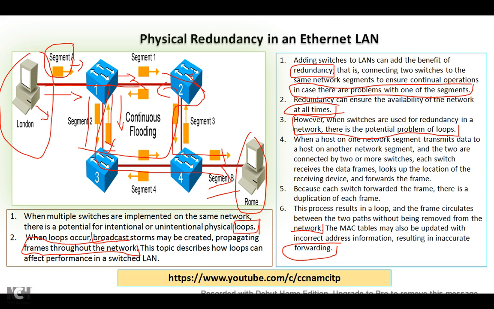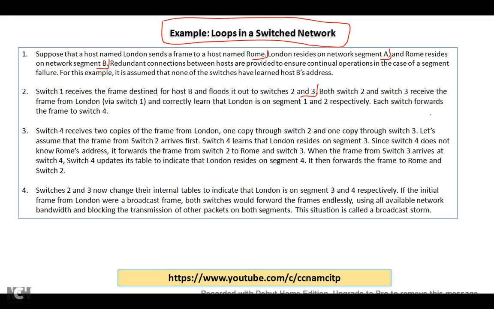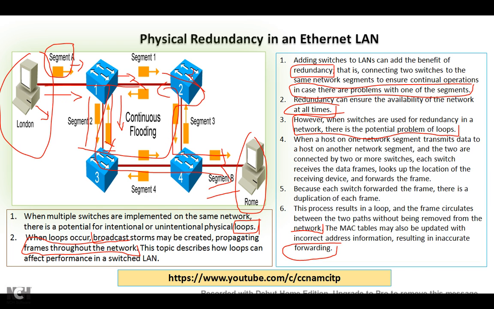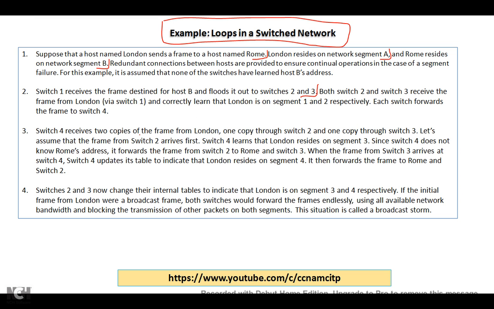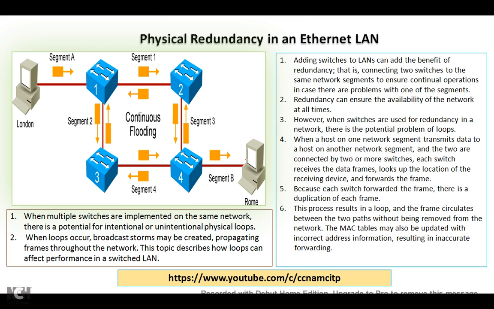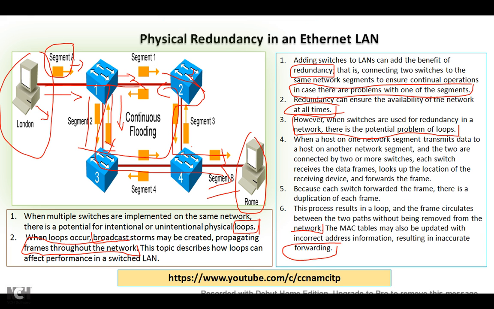What does it mean? This switch 1 is receiving data and it is learning where the data has to go, segment 1 and segment 2, because 3 is this side and 1 is this side. Each switch forwards the frame to switch 4. Now switch 2 and switch 3 will send the same data to switch 4. Now what will happen here? Switch 4 receives two copies of the same data from London, from switch 2 and switch 3.